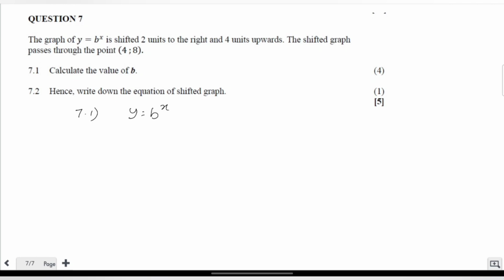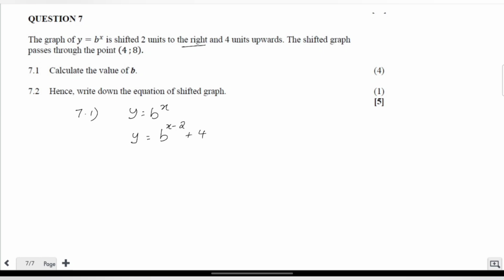That's it. So it's going to be y is equal to b to the power x minus 2, plus 4. 2 units to the right means you have to subtract. Don't add, you have to subtract because you are changing x. Left and right movements affect x values, but in the opposite way. Right means you have to subtract, x minus 2. Then 4 units upwards means you have to add 4. Clear? We are done with the transformation.